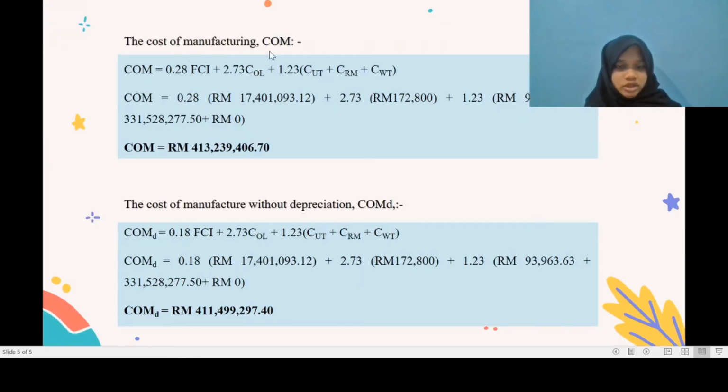So this is the cost of manufacturing. This is the formula for cost of manufacturing, COM. So COM we got 413,239,406.7. For the COMD, which is cost of manufacture without depreciation, we got 411,499,297.4. This is the calculation. This is the amount that we need to use in the next slide. Thank you.